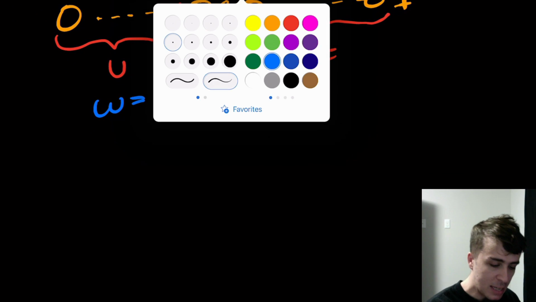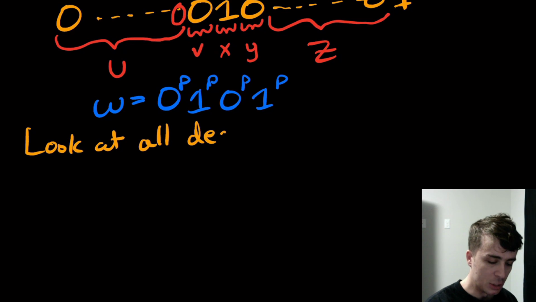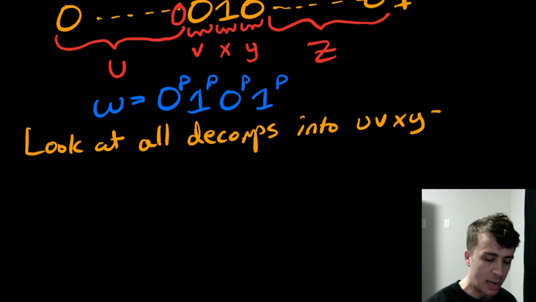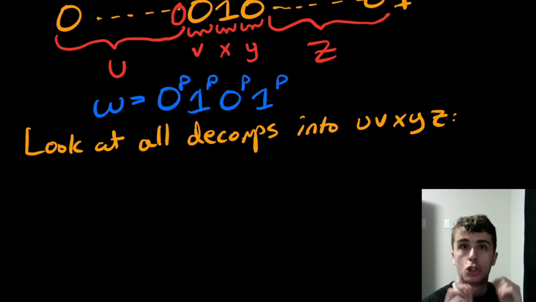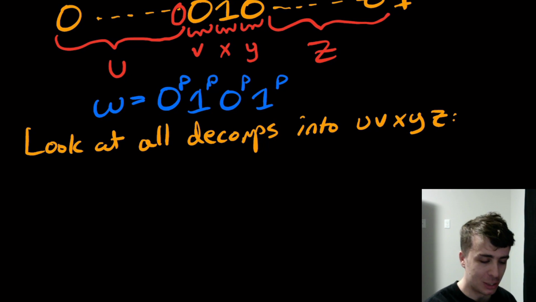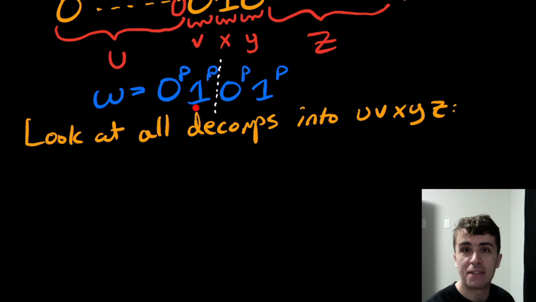So we need to look at all decompositions into U, V, X, Y, Z again. We can actually reduce this to cases, believe it or not. You could handle every single possible case, but this is a lot easier. So what I'm going to do is look at this string in two halves. I'm going to call this the left half, or the first half, and this is the right or the second half.